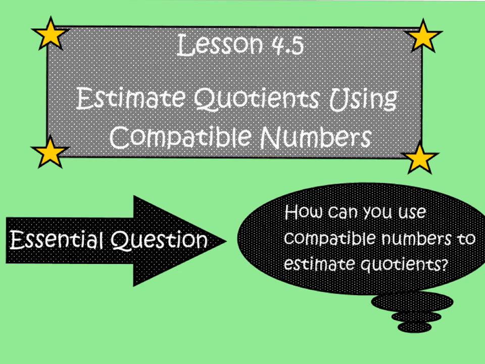Tonight's lesson is lesson 4.5, Estimate Quotients Using Compatible Numbers. Our essential question is, how can you use compatible numbers to estimate quotients? I would like you to write this essential question down at the top of page 77 in your Go Math book. Go ahead and do this now.